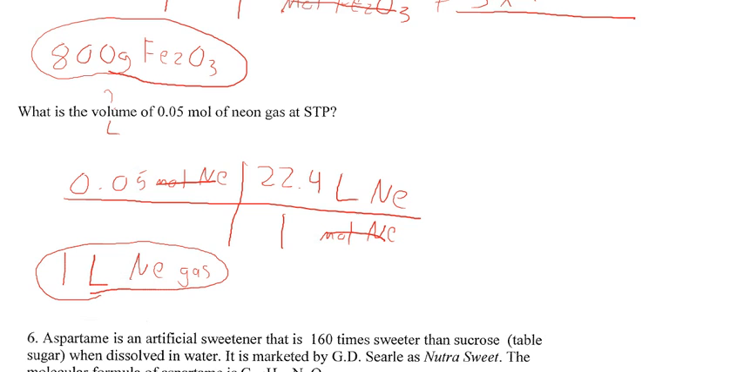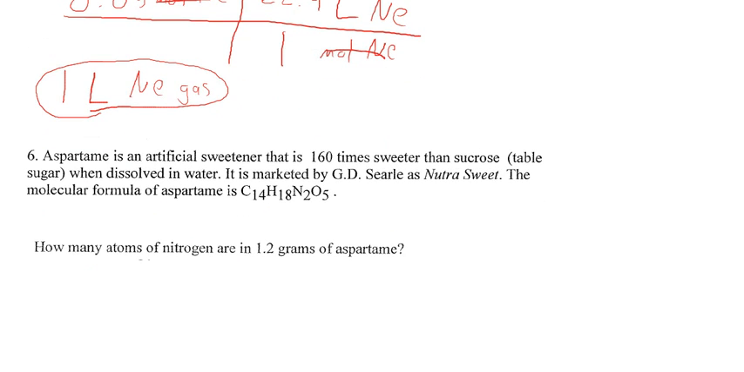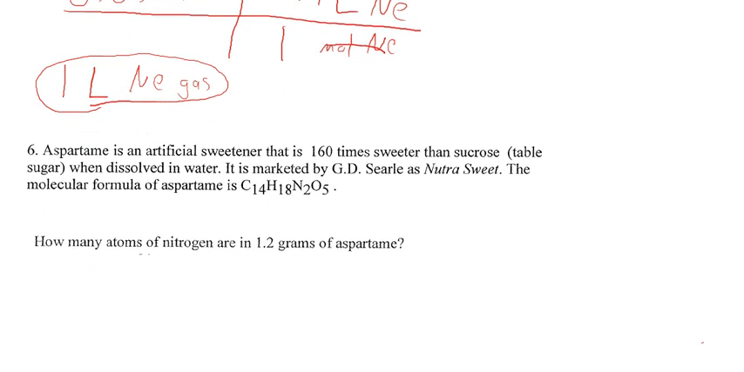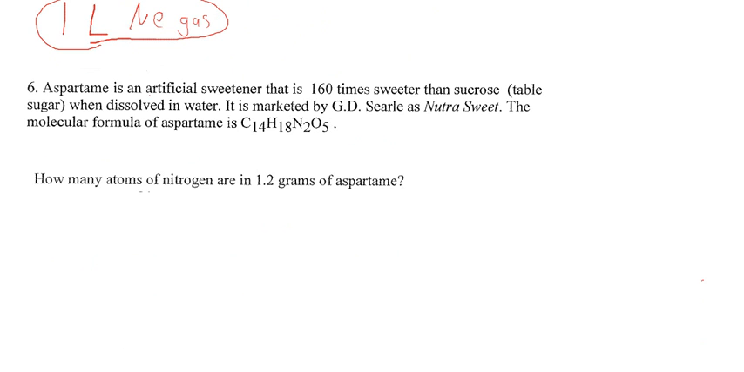And one more example. This one involves an extra step. Okay. Word problem: aspartame is an artificial sweetener. It's 160 times sweeter than sucrose. This is NutraSweet's active ingredient, and you can see they give us the formula here. And the question follows. It wants to know how many atoms.